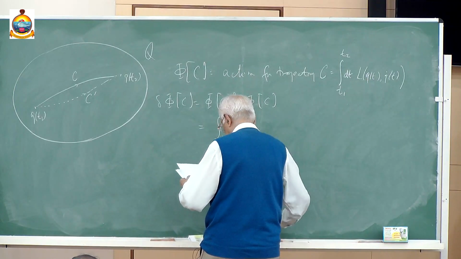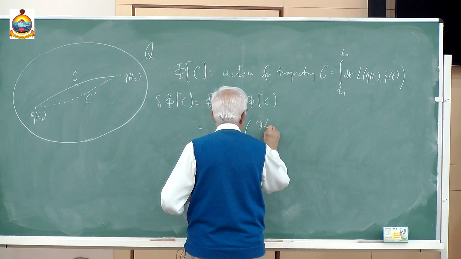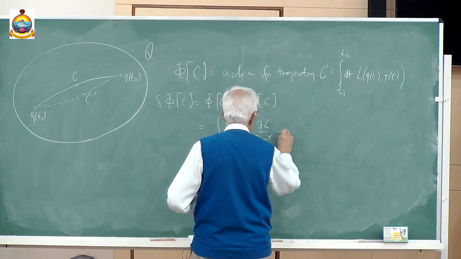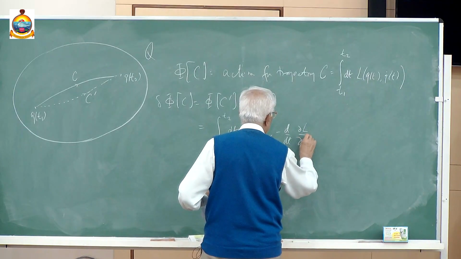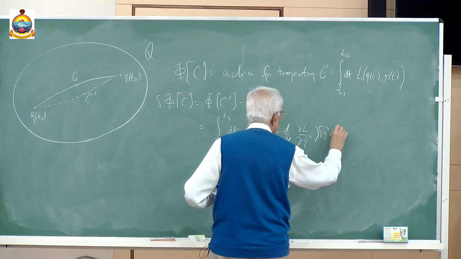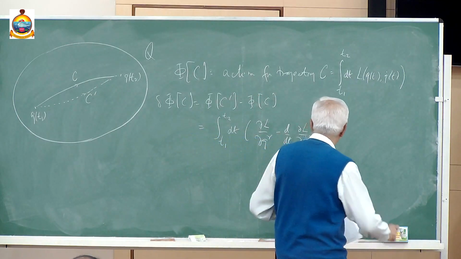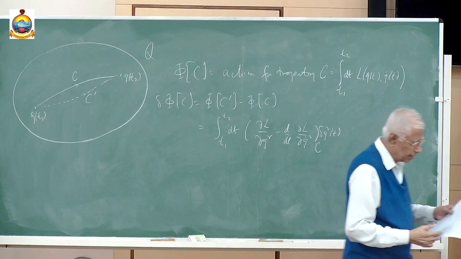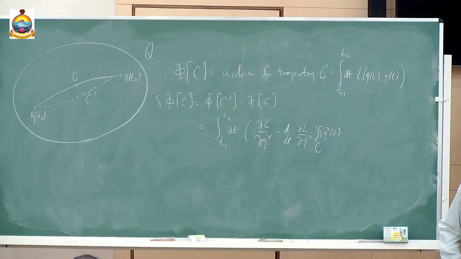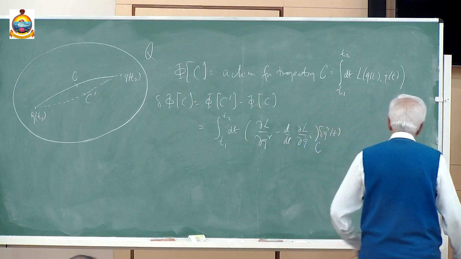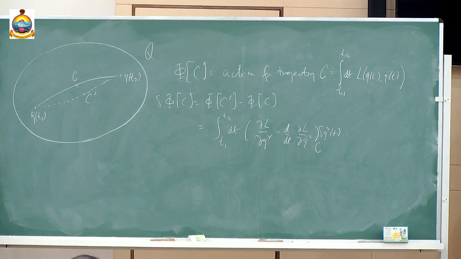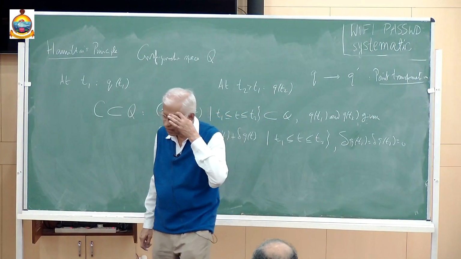Now, I will put in the various degrees of freedom. This is an easy calculation. I do not wish to spend time doing it. I leave it as an exercise for those who have not done it before. In getting this expression for the change in the action, in this situation, we have to use the condition that the end points are not altered.